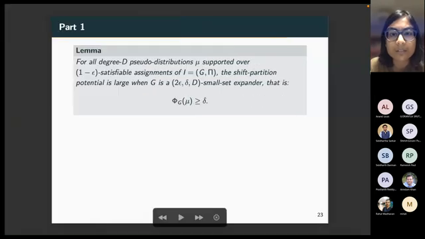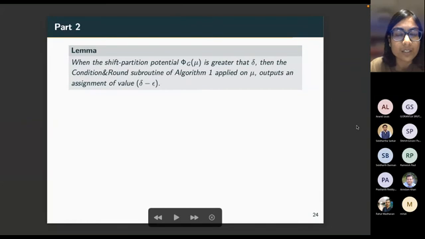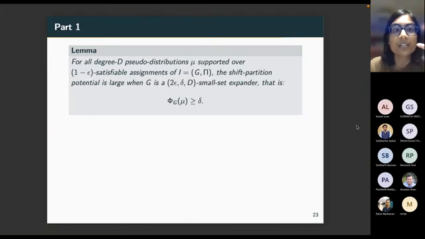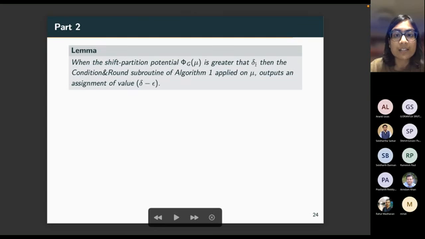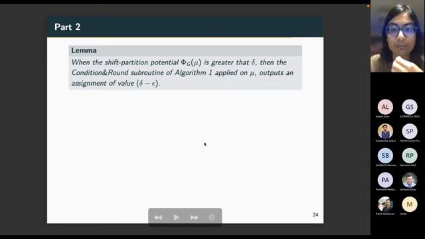And then the interesting thing is that this is one part of the argument, that if mu is over satisfying assignments, then the shift partition potential is large. And the other part of the argument is that when it is large, then the condition and round algorithm outputs a good solution. I was going to show the proof that it outputs a solution which is delta minus epsilon. I can show it at the end of the talk if people are interested. And the interesting thing is that this is independent of the graph or what kind of properties it has. So whenever this shift partition potential is large, we can get this assignment of value delta minus epsilon.